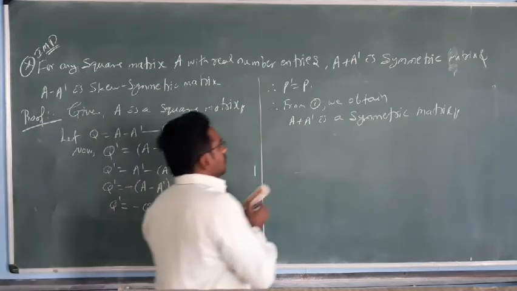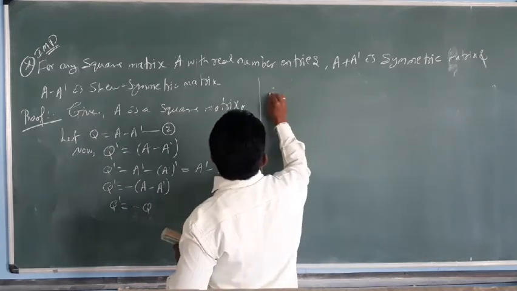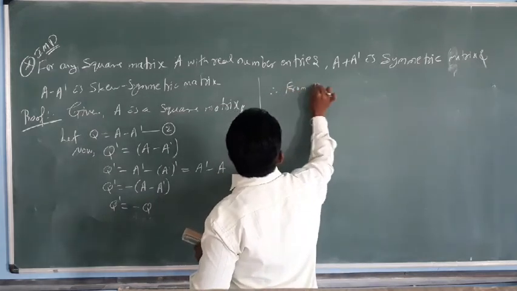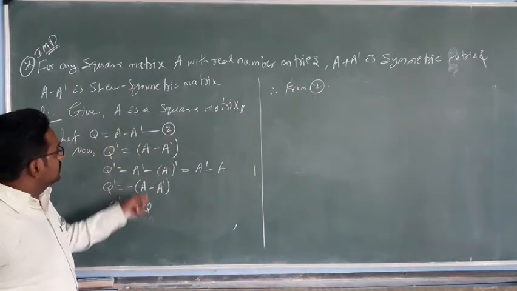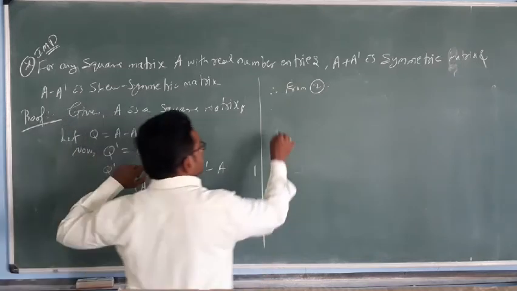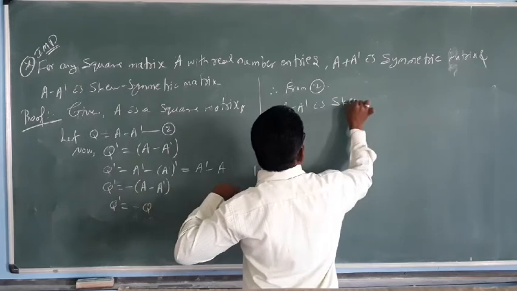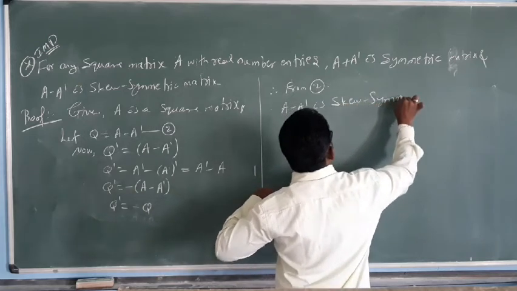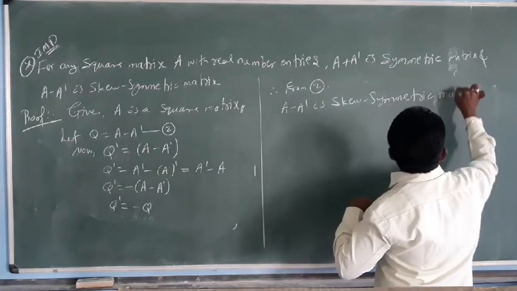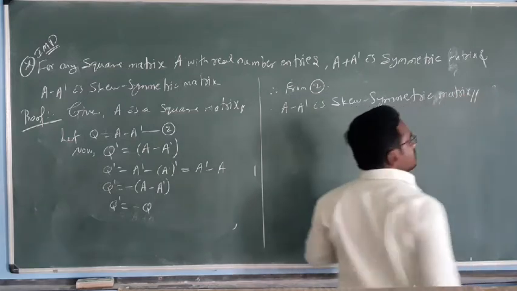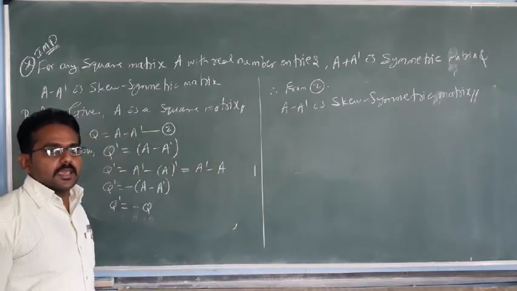Therefore, referring to equation number 2, Q equals minus Q dash, that is, A minus A dash is a skew symmetric matrix. So this is an important concept here, students. Please go through the proof.